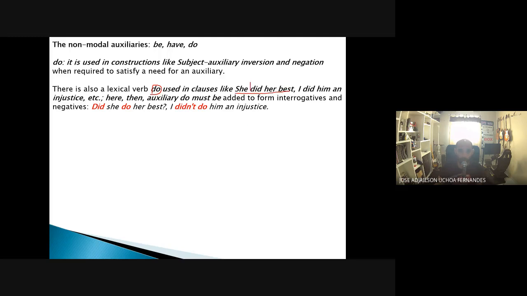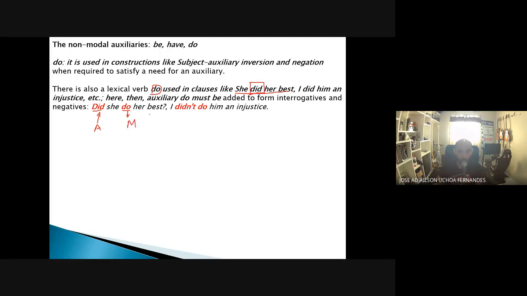In this case, did here is not an auxiliary. It is a lexical verb. Or I did him an injustice, etc. Here then auxiliary do must be added to form interrogatives and negatives. Look, we have two occurrences of do here. One as an auxiliary verb and another one as the main verb.